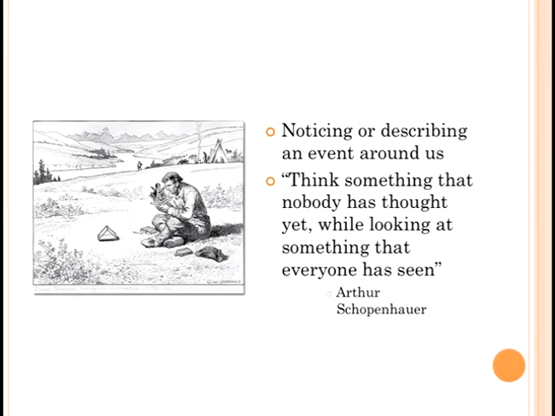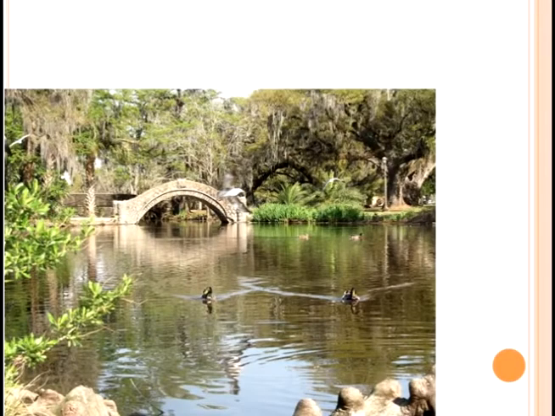When thinking about observations, I like this quote. It says, think something that nobody has ever thought yet while looking at something that everyone has seen. You have to be inventive with observations. You have to be detailed. And you have to be very, very specific. Observations are the first step a scientist takes along the path of looking at something and creating an experiment. Go ahead and pause your video and make 5 observations on this picture.